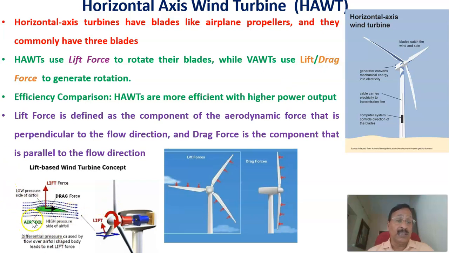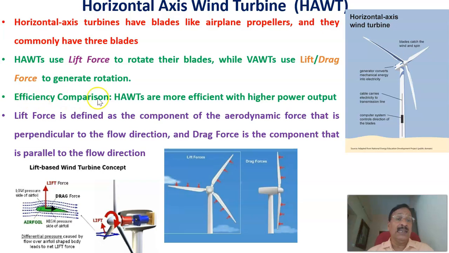Therefore, this is pictorially shown. This is the lift force, because of the difference in pressure. Here pressure is more and here it is less. Therefore, a force will come here. And this is the drag force, which is in the same direction as the wind flow. That is shown here also.